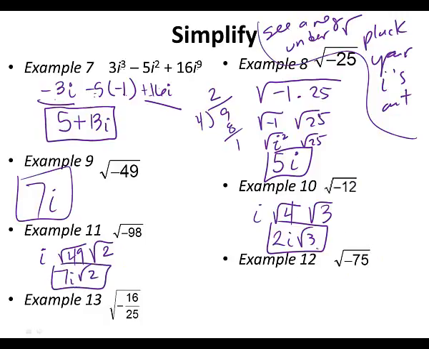All right, I want you to try 12 on your own. Actually, do 12 and 13. These are nice square ones. Okay? Try 12 and 13.